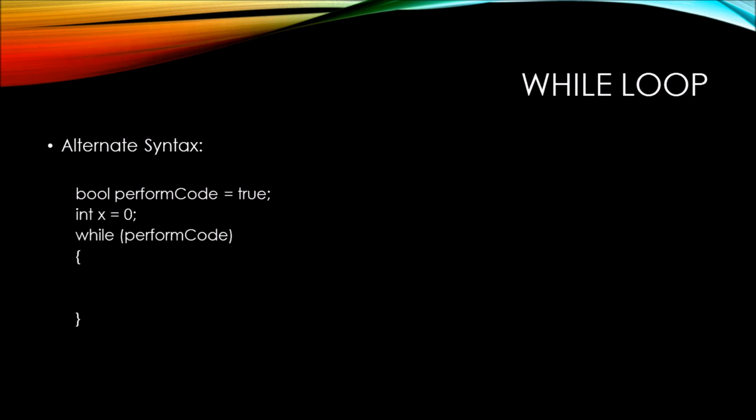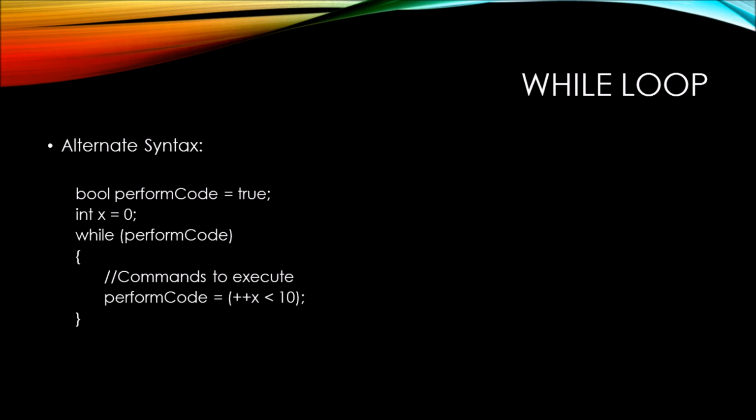Now we state our while loop, but instead of using the evaluation of a relational operator for x, we're just going to check the Boolean value of the performCode variable. Then within the scope of our while loop, we're going to execute the commands we wish to run. Then we're going to assign the performCode variable the value of the less than relational operator when it evaluates an increase of x against the value of 10.